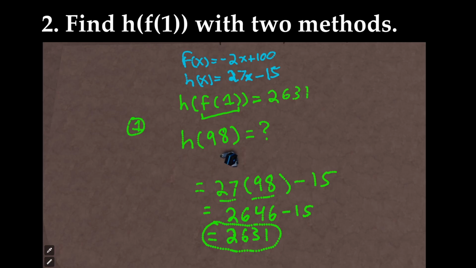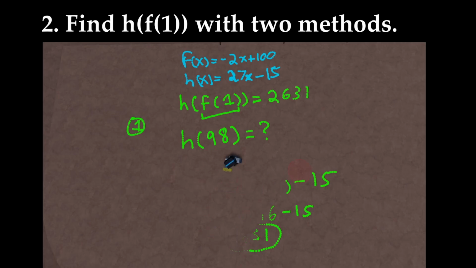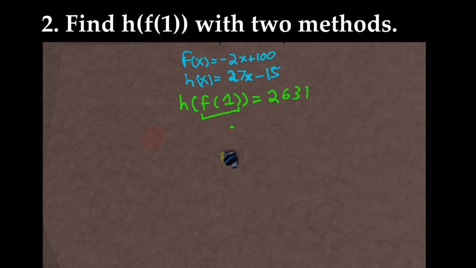Now let me show you one other way that you can solve for this as well. So I'm just going to put a 2 for the second method. So here's how we're going to do the second method. To find h of f of 1, what you can do is find what is h of f of x. So we're going to find this function right now, and then we'll plug in 1 into that function afterwards. So let's do that. So to find the function h of f of x, let's start with f of x. That's just minus 2x plus 100. So plug that in, and we have h of minus 2x plus 100.